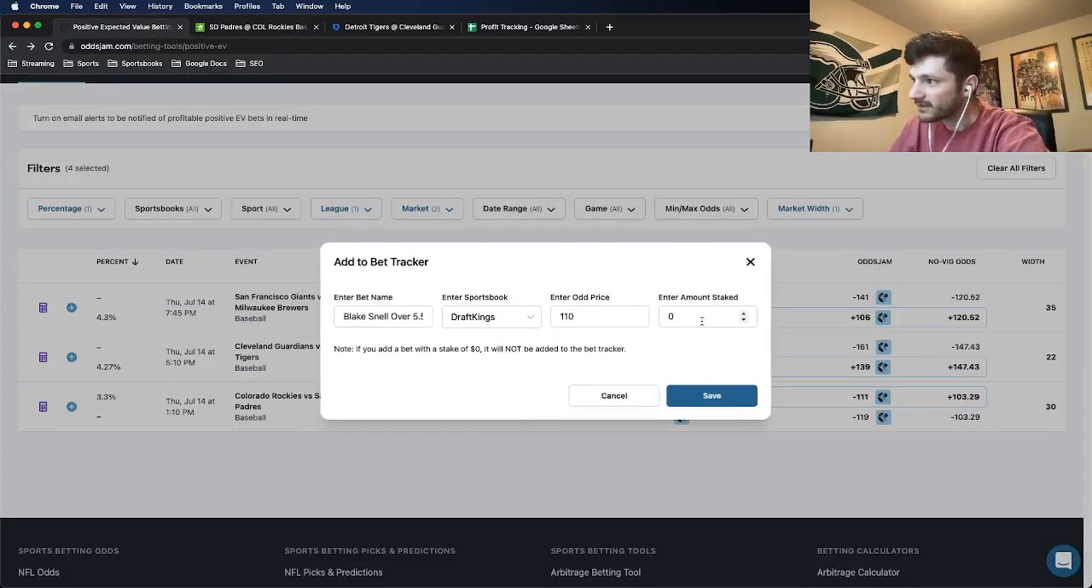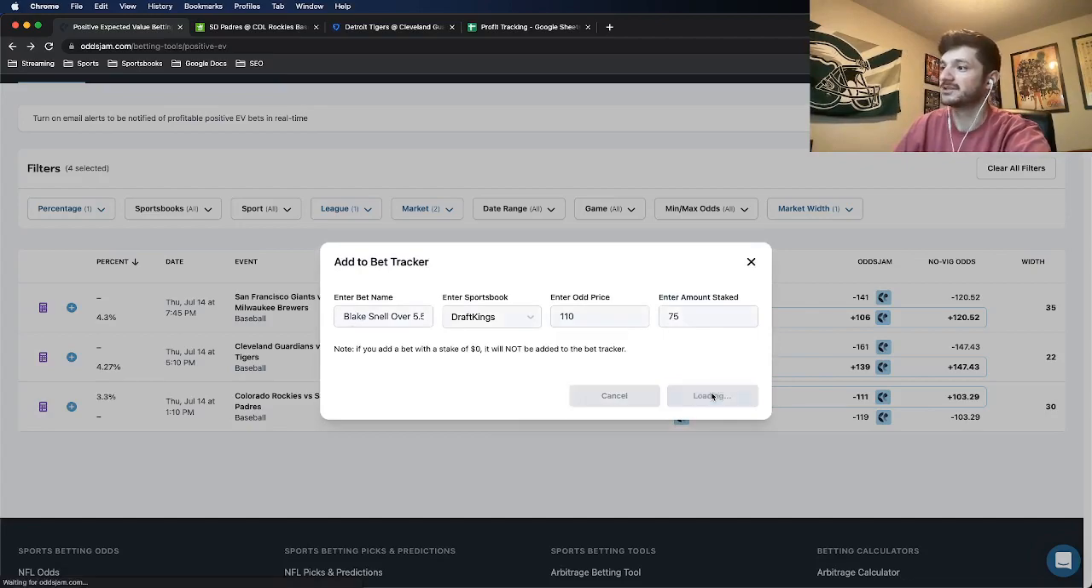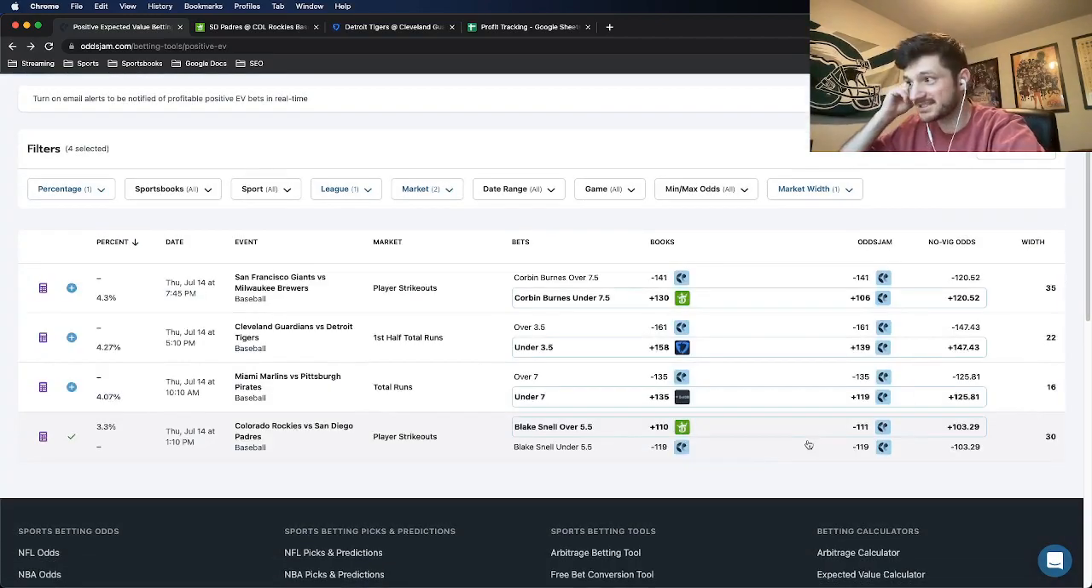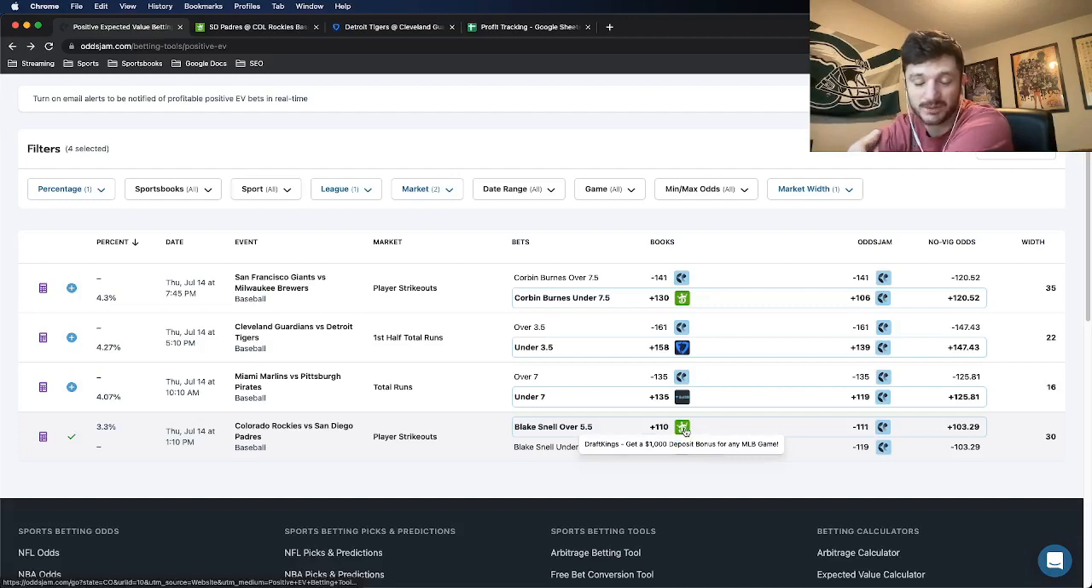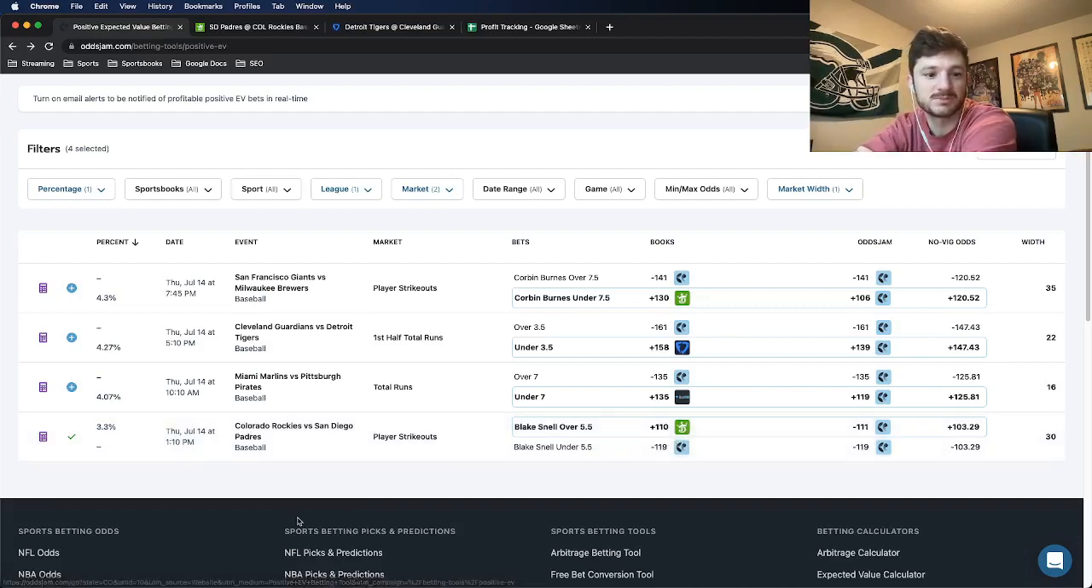So, of course, I need to add it to my bet tracker as well. So the OddsJam line prices this at minus 111. With the vig removed, it's priced at plus 103. And of course, we bet it on DraftKings at plus 110. So that equates to a profit margin of roughly 3.3%. And the market width here is only 30 cents, which is awesome. So everything checks out from a math perspective on this one.